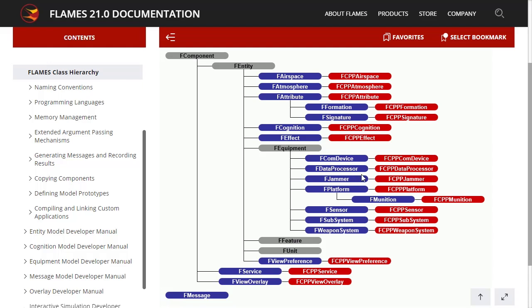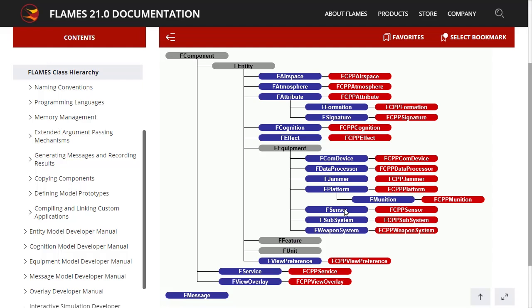COM devices; data processors, which is any kind of a computer; a jammer, which is an electromagnetic jammer for jamming communications or sensing; a platform model, which is what causes a unit to be able to move and gives it its observable characteristics; a munition model, which is a subclass of a platform, so every munition model is also a platform. This is the type of model that becomes the platform model when a munition is launched by a weapon system. So the weapon system stays with the unit. When it launches a munition, a new unit is created, and the platform for that unit becomes the munition model.